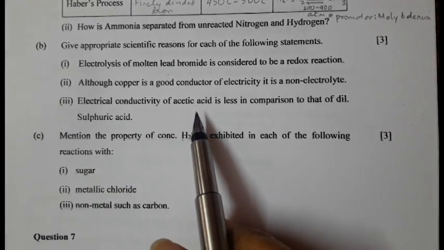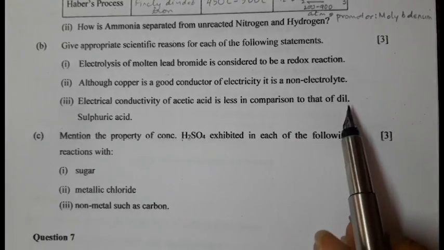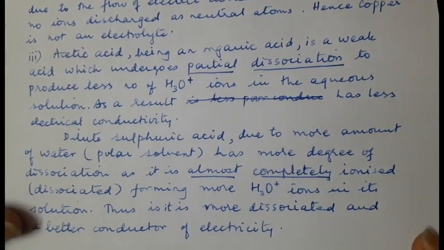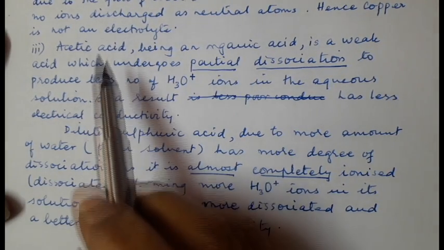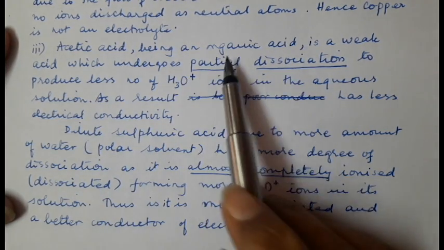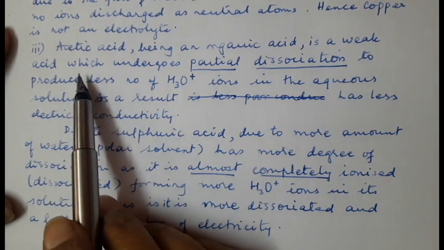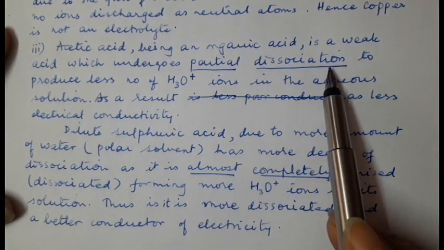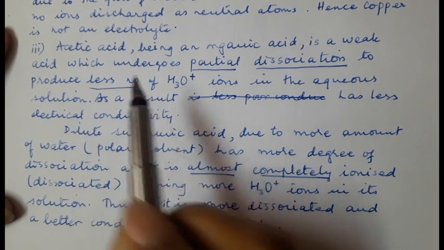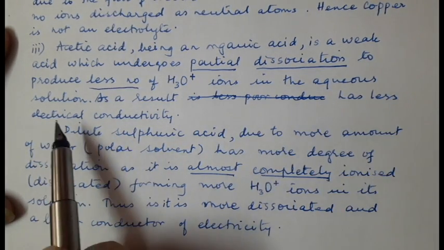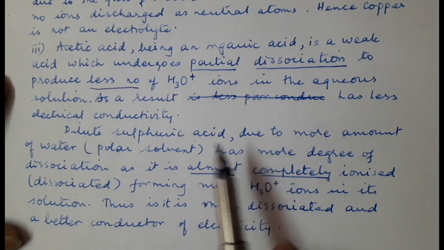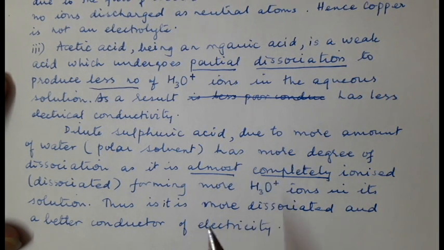It says electrical conductivity of acetic acid is less in comparison to that of dilute sulfuric acid. Now, just to save on time, I have got this written down, and let us just quickly glance through. Acetic acid, why would it be less acidic? Because it's an organic acid. So being an organic acid, it is a weak acid, undergoing only partial dissociation, and it produces less number of hydronium ions. So this is again another keyword, less number of hydronium ions in the aqueous solution. So as a result, it will have less electrical conductivity. Conductivity depends upon the formation of ions and the number of ions present.